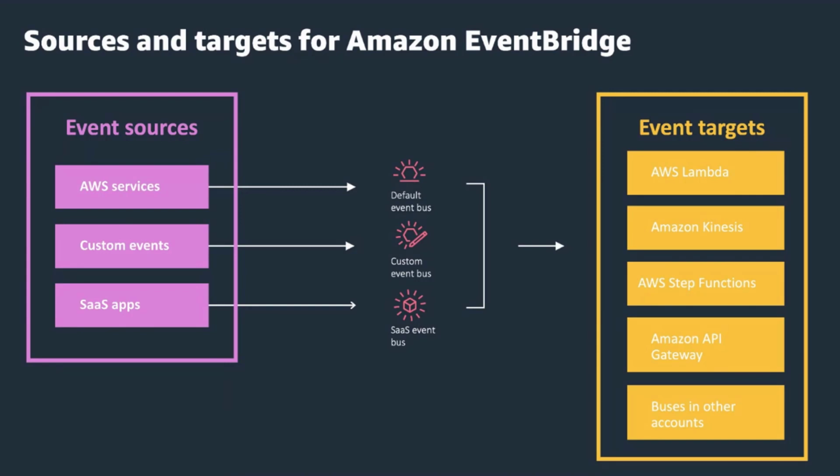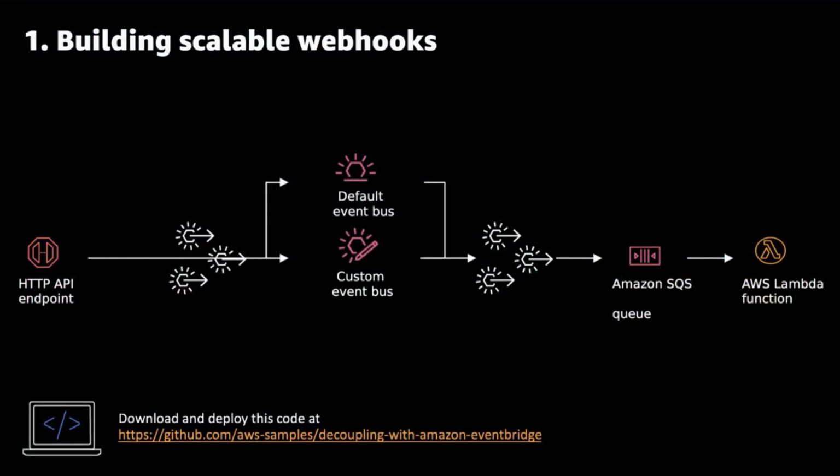Then there's 3 types of event buses. There's a default bus, which is always available in every account where AWS events are routed to. You have your custom event buses, which you can create for your own applications, and you have SaaS event buses, which are created when you configure SaaS applications. There's many potential targets, including Lambda, Kinesis, Step Functions, API Gateway, EC2 instances, SNS topics, and SQS queues. You can also route events to buses in other AWS accounts. This flexible design allows you to create a wide variety of integration patterns based on your specific needs.